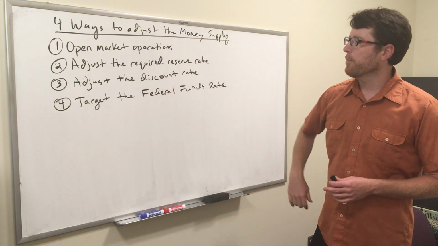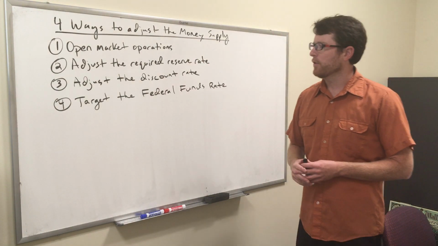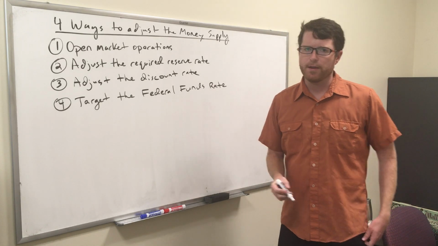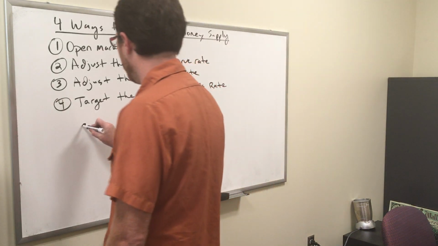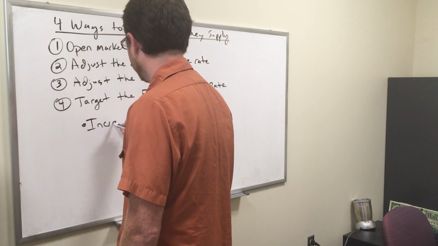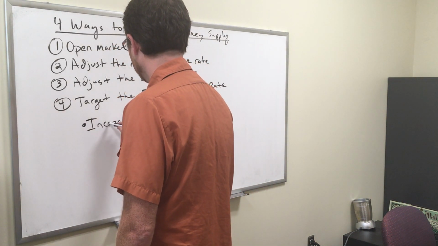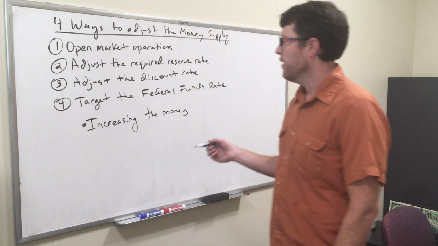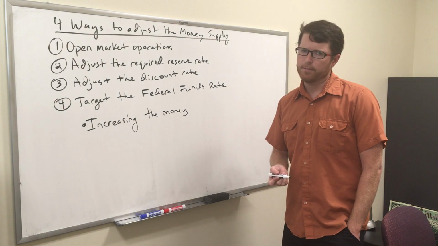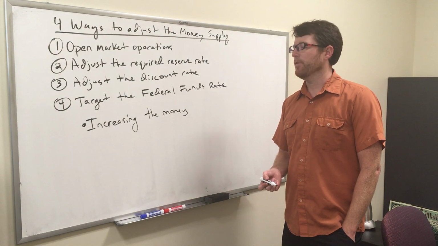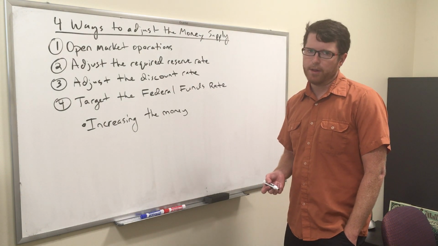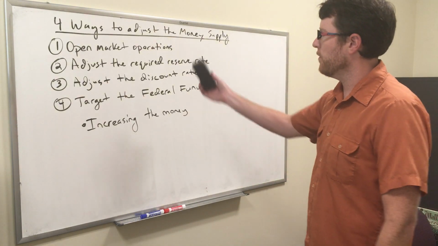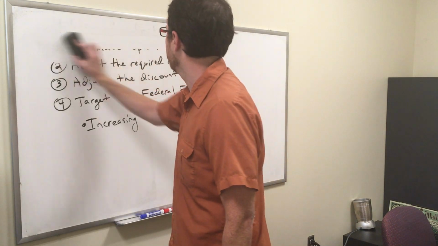So the first is open market operations. Then we're going to talk about the required reserve rate, adjusting the discount rate, and finally targeting the federal funds rate. And this video is going to focus on increasing the money supply. So I want to address the question, how can the Fed increase the money supply? And then in the next video, we might think about decreasing the money supply and how the Fed could do that. Okay, so we're just going to run through each of these, starting with open market operations.